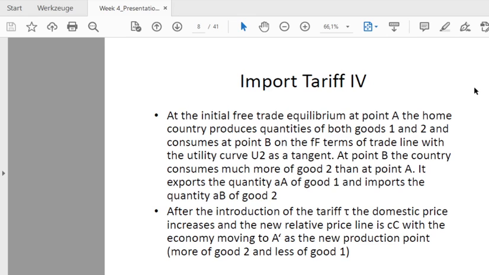After the introduction of the tariff tau, the domestic price increases, and the new relative price line is lowercase c, uppercase C. This means that the economy moves from uppercase A to uppercase A apostrophe as a new production point, where we have more of good 2 and less of good 1 than in point A.